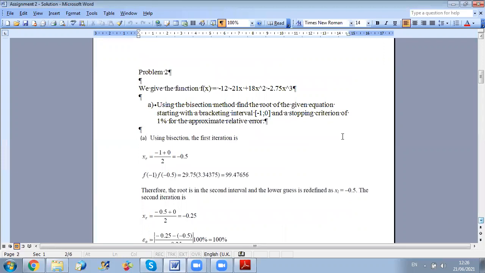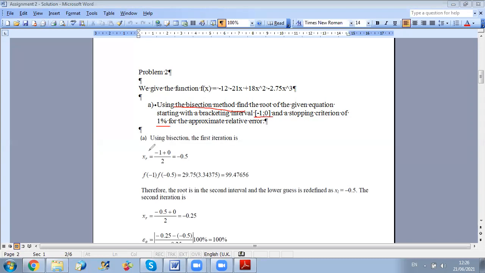Problem 2. We are given the function f of x equals minus 12 minus 21x plus 18x squared minus 2.75x cubed. Using the bisection method, find the root of the given equation, starting with a bracketing interval of minus 1, 0, and a stopping criterion of 1% for the approximate relative error. So here they gave us what method to use. We want to use bisection. We have the initial interval and the stopping criterion. We have everything we need.